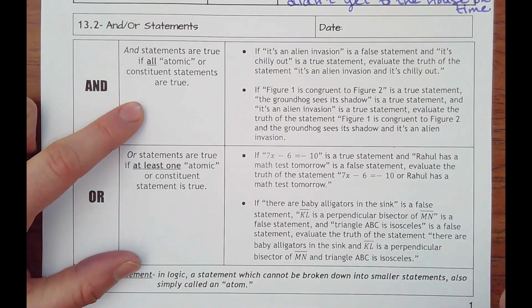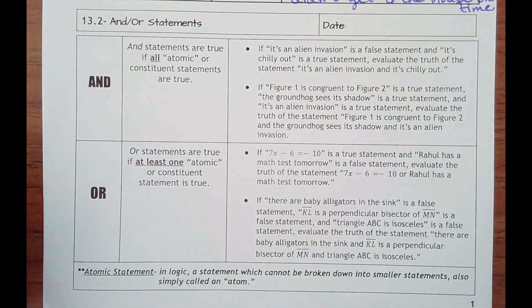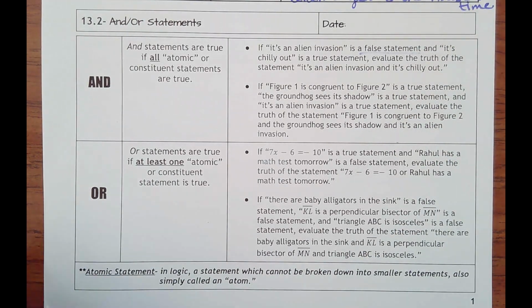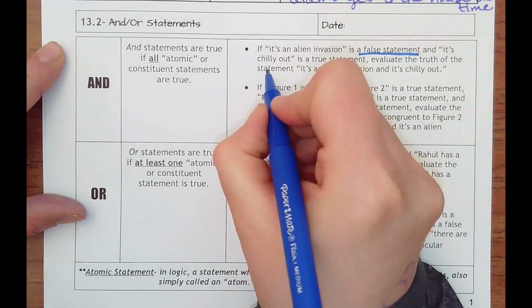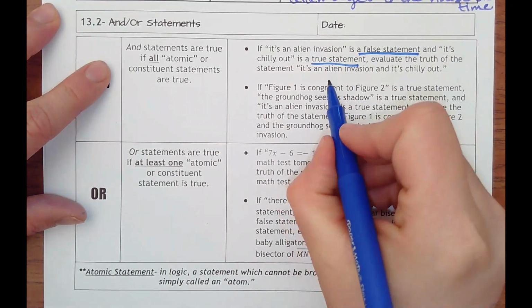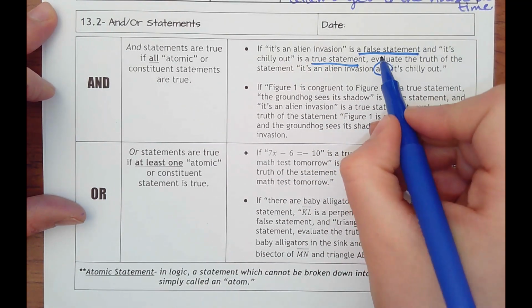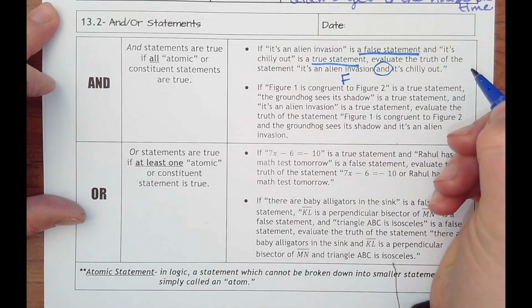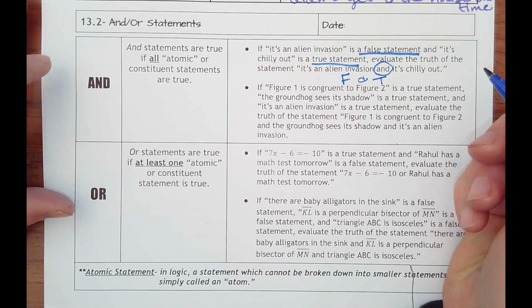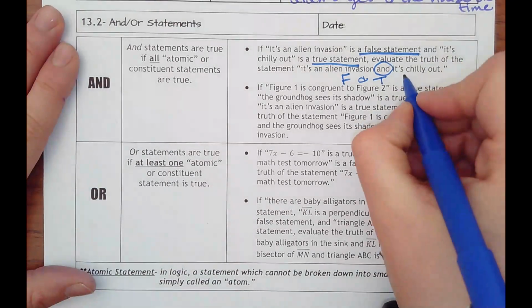So for example, it says if it's an alien invasion is a false statement. Oh no, my pen's not working. And it's chilly outside is a true statement. Evaluate the truth of the statement: it's an alien invasion and it's chilly out. So if we were to put something false with something true and say that it's got to be both of those things, that's going to be overall false.